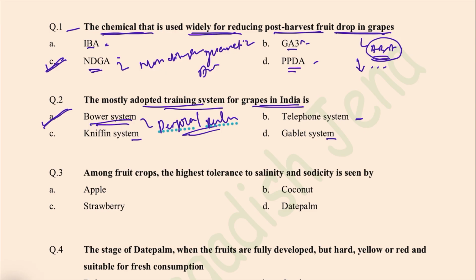Question from here: the grape training system best suited for high vigorous cultivars under tropical conditions, we have already discussed, that is pendal system, pergola system or Bower system. Which of the following grape training systems is typically used for low to moderate vigor varieties? That is cordon system or single or double Guyot system. So this was about grape training and that is most important, and the right answer here is Bower system.